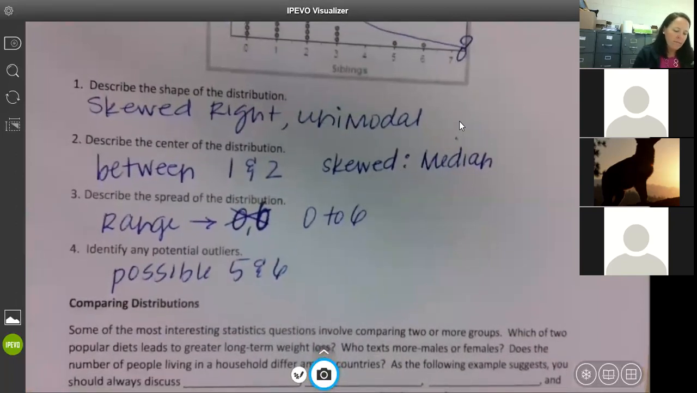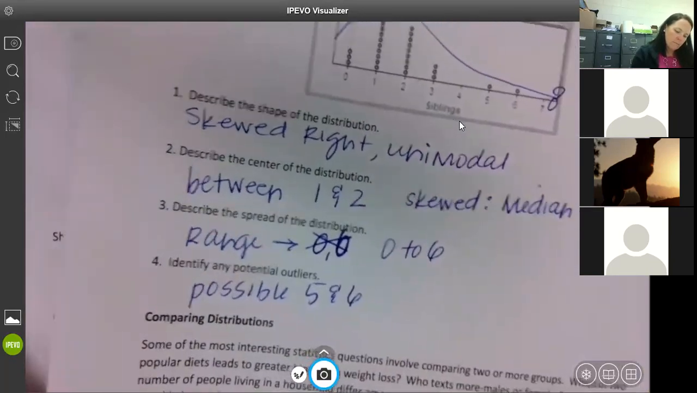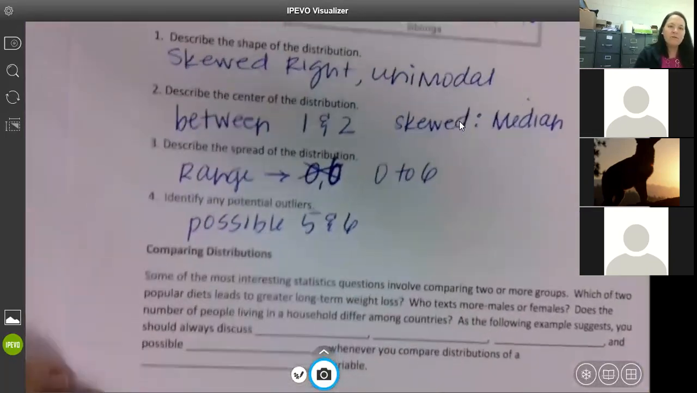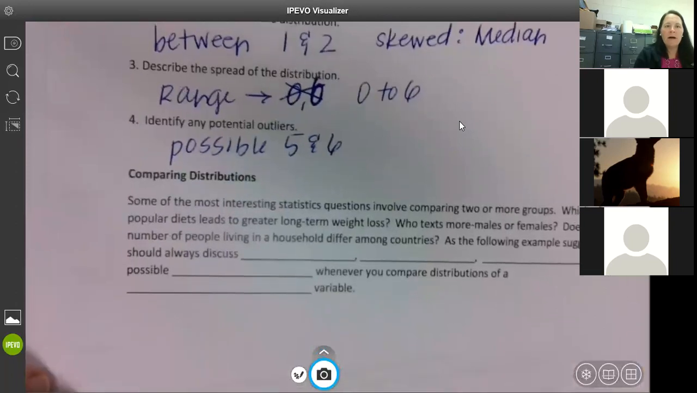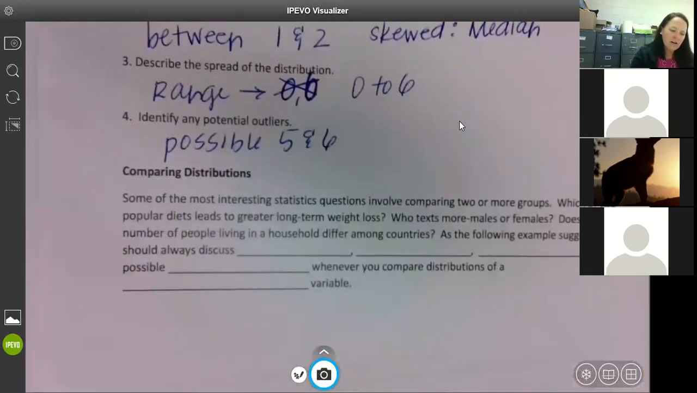All right, I have less than a minute. I think we're gonna come back in and at least finish comparing distributions, okay? So if it goes out, we're coming back. So some of the most interesting statistics questions involve comparing 2 or more groups. Which 2 popular diets lead to greater long-term weight loss?